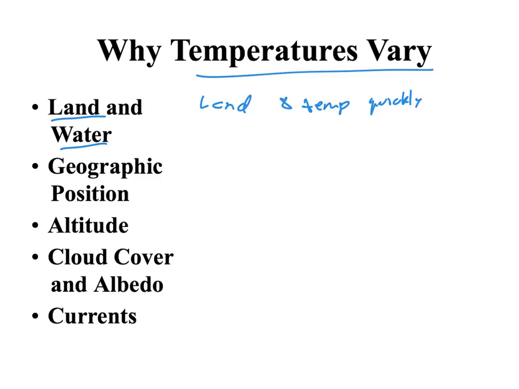So if I am an island surrounded by water, then I kind of have this buffering system that's going to keep the temperature about constant, versus if I'm in the middle of a continent surrounded by land, we're going to see greater fluctuations in daily temperature.